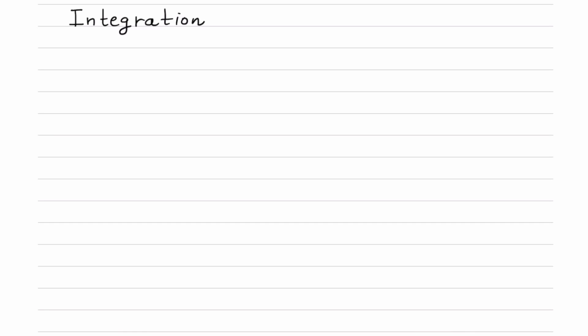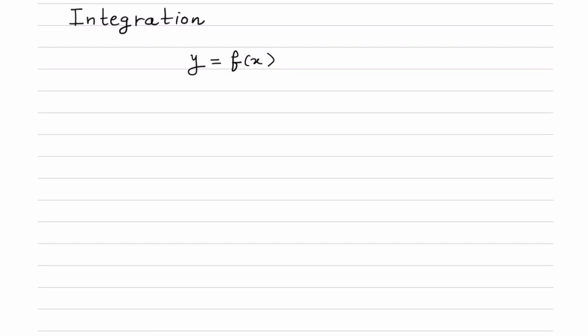In this video, we are going to talk about integration. Let's say we have a function y is equal to f of x, where y depends upon x. When we say integrate the function y with respect to x, this is how we write it. So this variable is the one on which y depends. So y depends upon x.